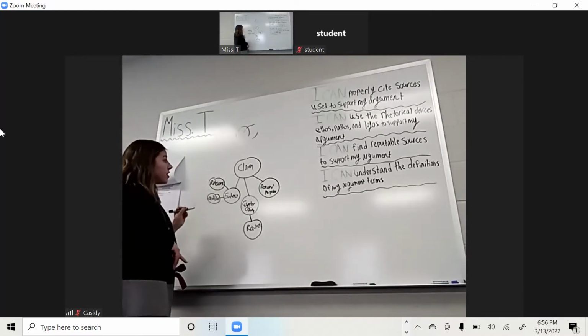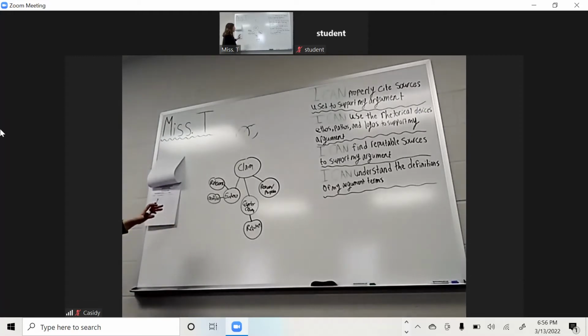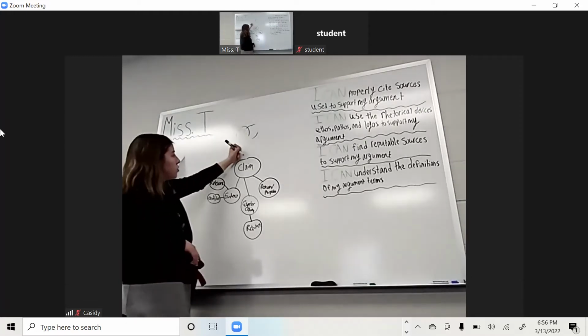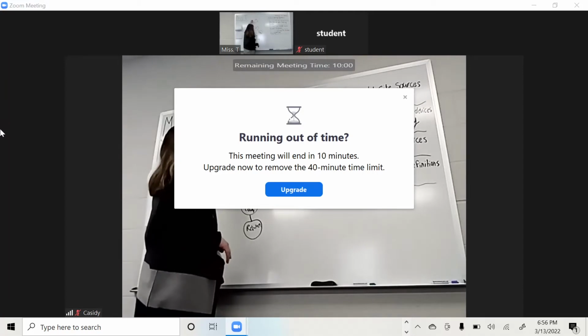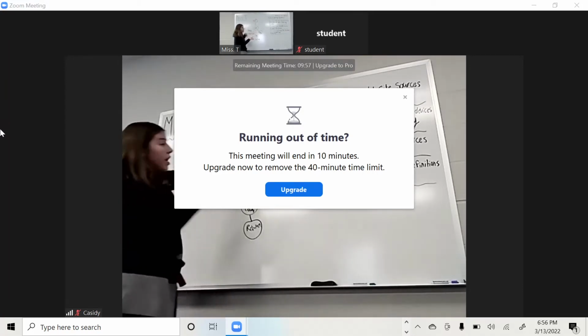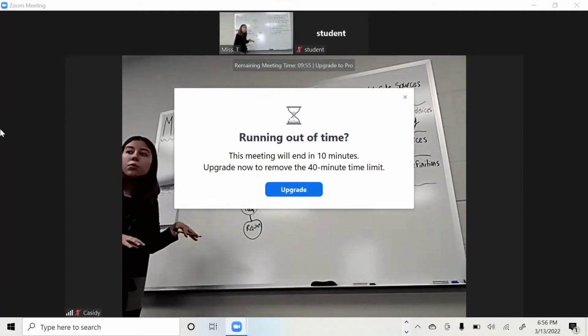And then our thesis statement should connect to everything. So really our thesis statement can go up here. Our thesis statement connects to everything. It's drawing everything together in one point.